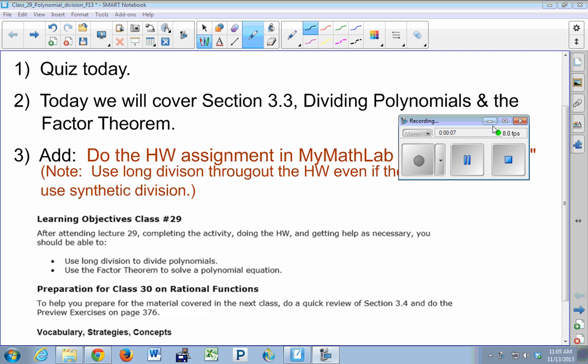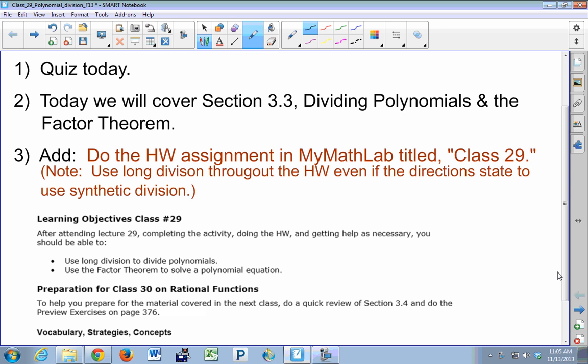Okay. There are two methods for division of polynomials mentioned in the homework in this section. One is called long division, which is the process that you're used to doing with arithmetic. It's just that it will be with algebra now. And the other one is called synthetic division.